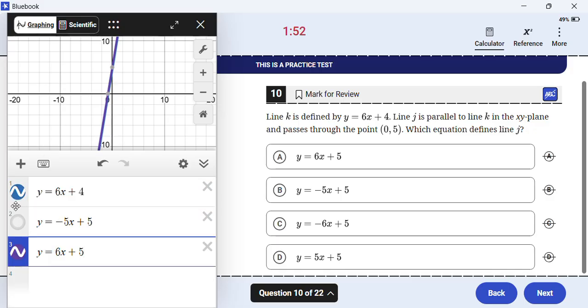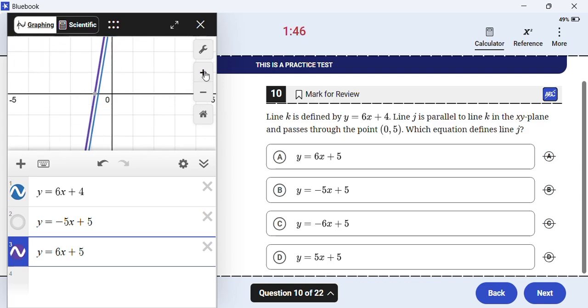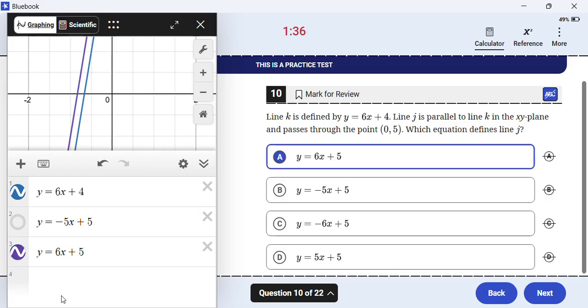Oh, that looks like almost the same line. Let's zoom in. I want to see, is this the same line or different lines? They are different lines, but look, they're parallel. So it looks like A is probably our answer.